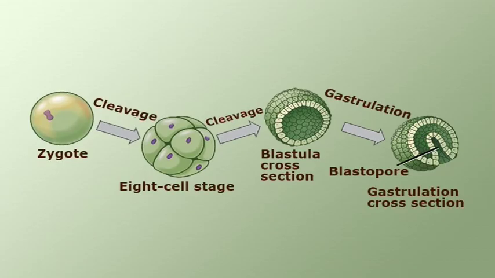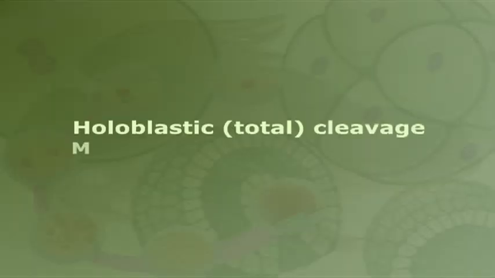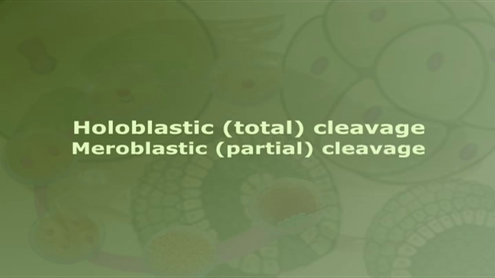This zygote then undergoes mitotic division, a process that does not result in any significant growth but creates a multicellular cluster called a blastula. This process is referred to as cleavage. The rapid, multiple rounds of cell division are termed cleavage. Cleavage can take place in two ways: holoblastic, total cleavage, or meroblastic, partial cleavage.